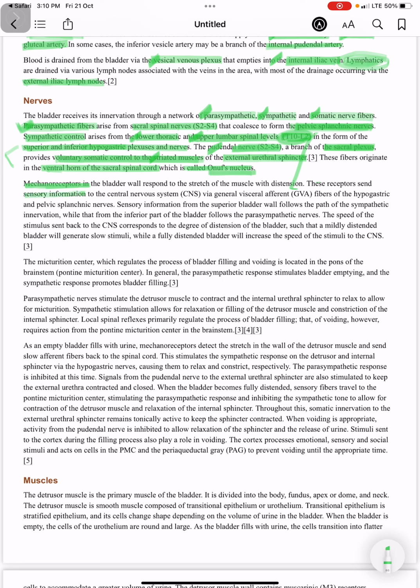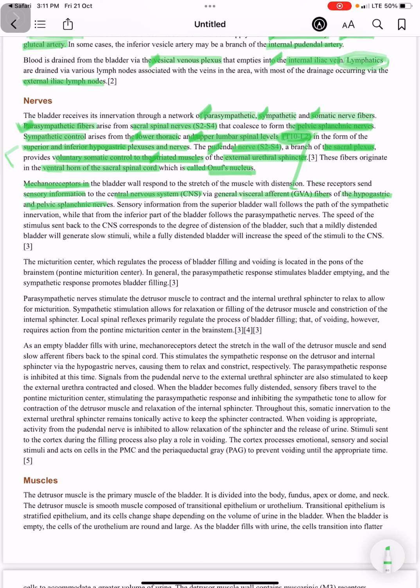They send sensory information to the central nervous system via the general visceral afferent fibers of the hypogastric plexus and pelvic splanchnic nerves. So they are giving information through the pelvic splanchnic nerves and also through the hypogastric plexus.